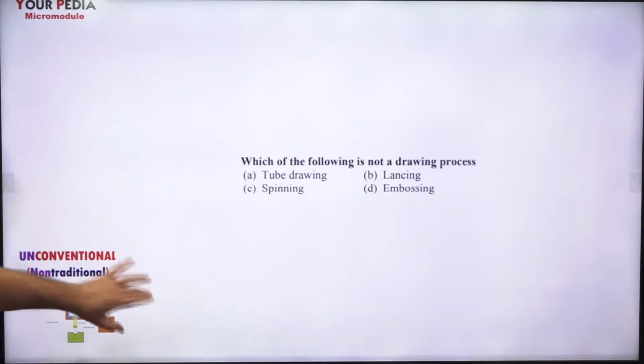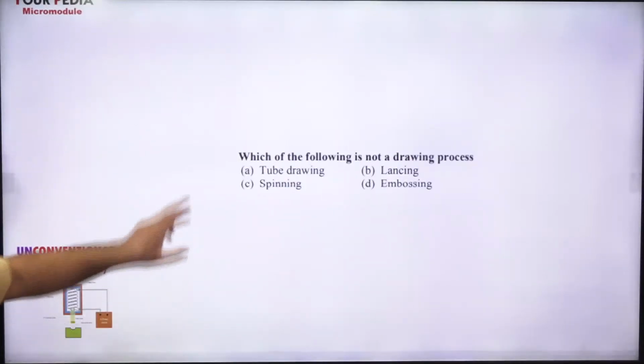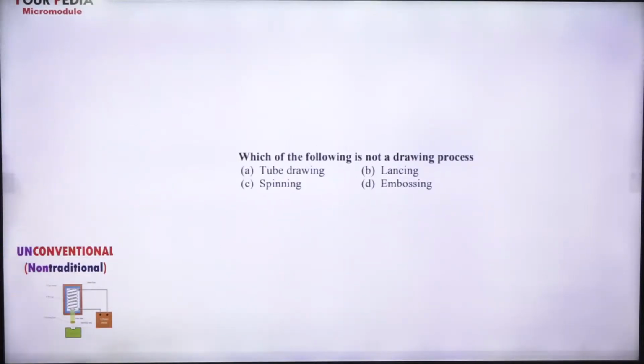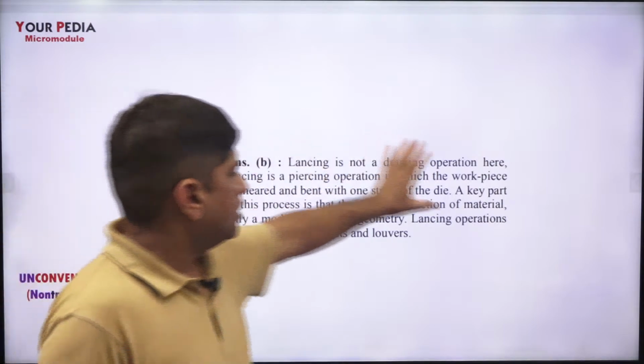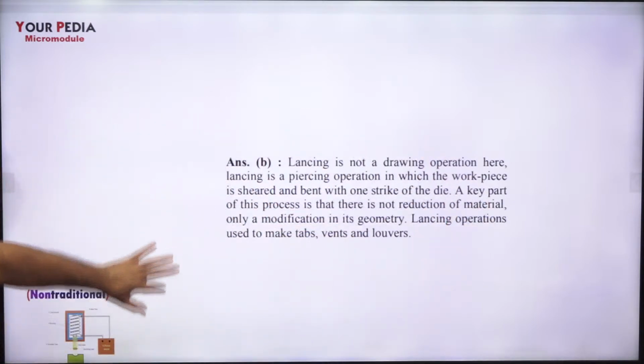Okay, I think this is a different question. This was a question related to another mechanical forming process. Which of the following is not a drying process? We will do the drying process in metal forming. I think this question is taken from metal forming. Which of the following is not a drying process? We will do this later. The answer is lancing is not a drying process. It is a piercing operation. We will discuss this particular thing later on.